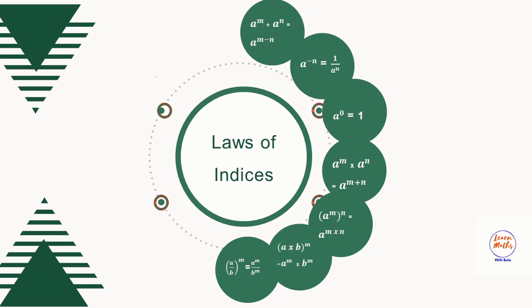Then you have a times b, everything in brackets, raised to power m is the same thing as a raised to power m times b raised to power m. Then you have a divided by b, everything in brackets, raised to power m is equal to a raised to power m over b raised to power m. So these are the 7 laws of indices. And sometimes you can have questions where 2-3 of these laws can be in one, but we are not going to do that now. Let's go to examples.